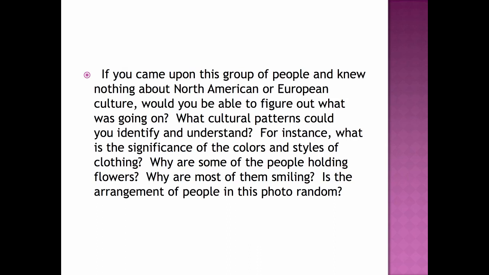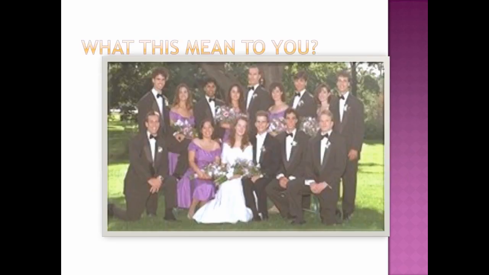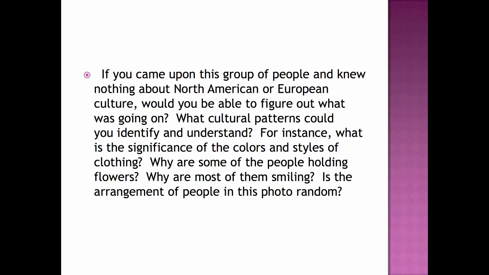For instance, what is the significance of colors and style of clothing? We briefly said a few things about that. The one person that has a different type from the other men was the groom. Okay. Why are some of the people holding flowers? I guess briefly we mentioned that. And why are most of them smiling? Because the ceremony ended. Is the arrangement of people in this photo random? Could be or maybe not. In these cases, it's obviously well organized, and it would rather have been the photographer who has done this, or there's a certain pattern that they have to follow as a norm.